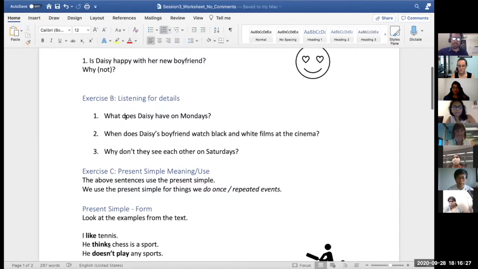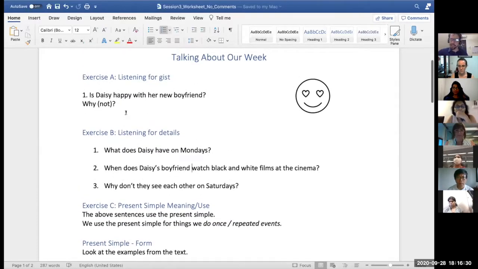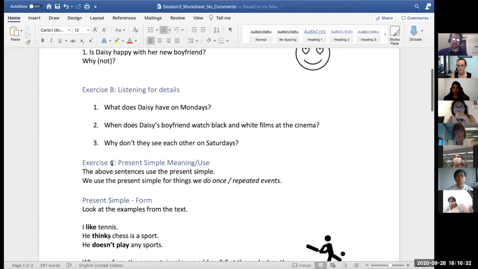Today we're looking at how to talk about our week or daily routine. To do that, we need to use the present simple. So when we use these, does Daisy go swimming on most Mondays, or is it just one Monday she goes swimming? Many Mondays. Good. And does Daisy's boyfriend watch black and white films at the cinema on many Wednesdays or just one Wednesday? Many Wednesdays. Yes, thank you.